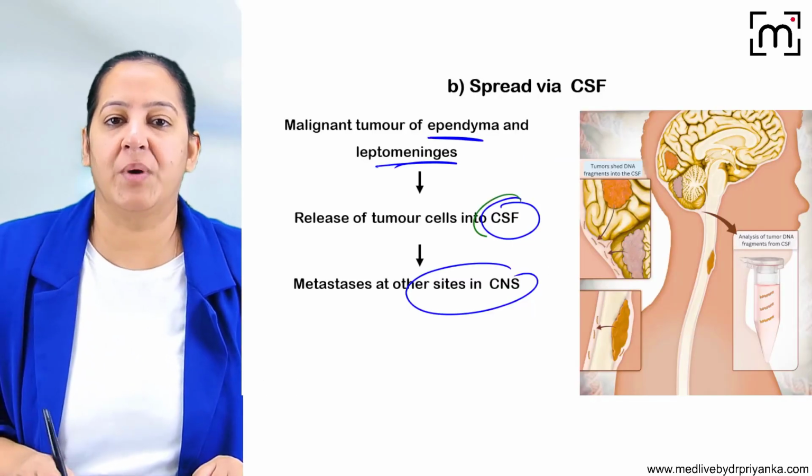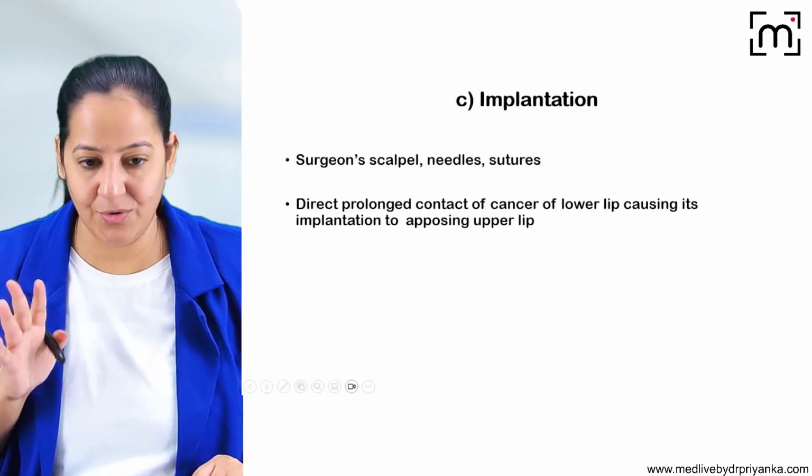So it is spreading from one side to another. The same thing is shown to you in this diagram. I guess you got it, via CSF.